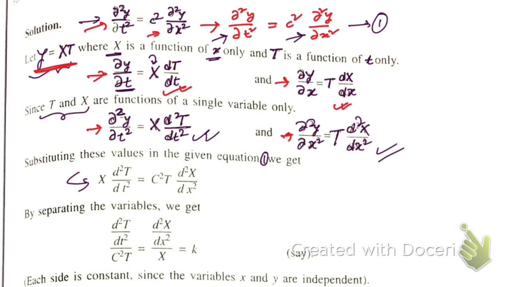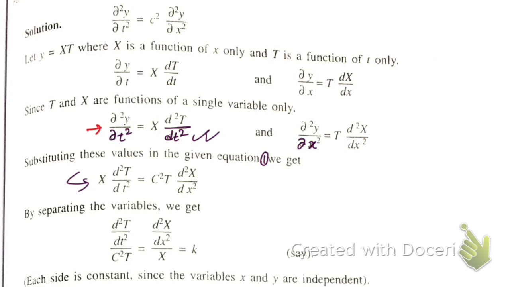Let me clean these things, just wait. What is the next step from here? If we take this as 1, then we have used these results in equation number 1. Now, separating the variables, we're going to keep the x on one side of the equal sign and the t on the other side.